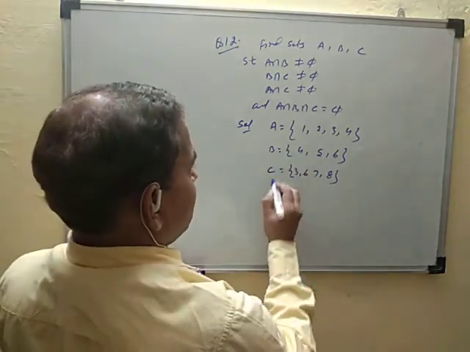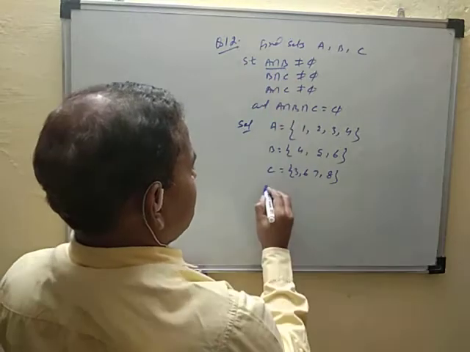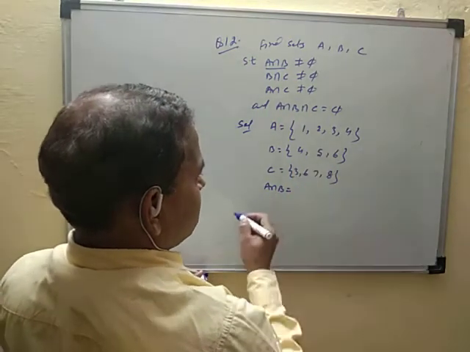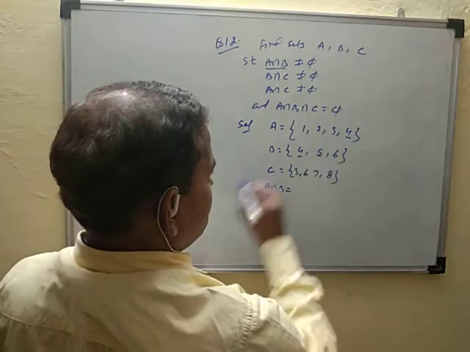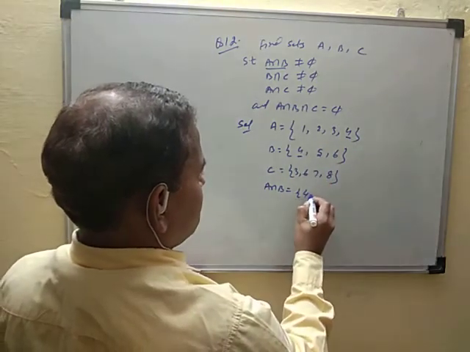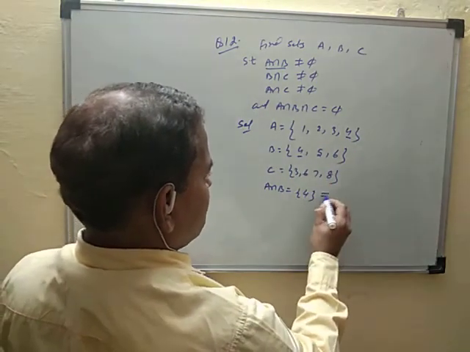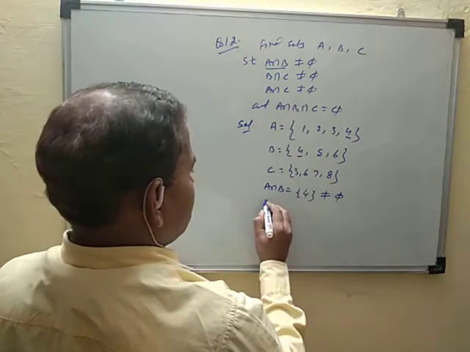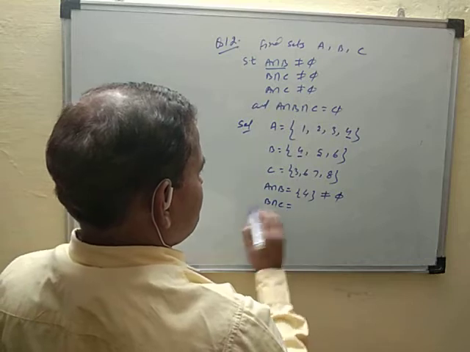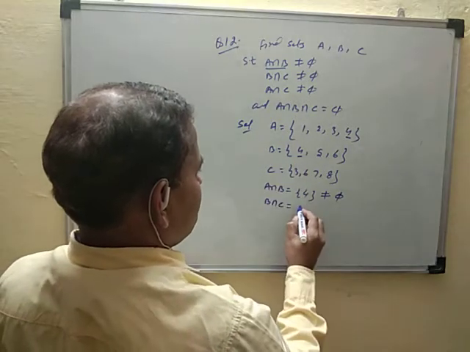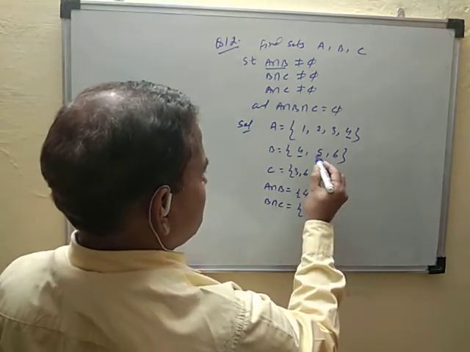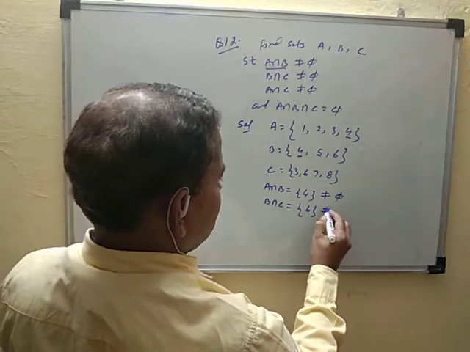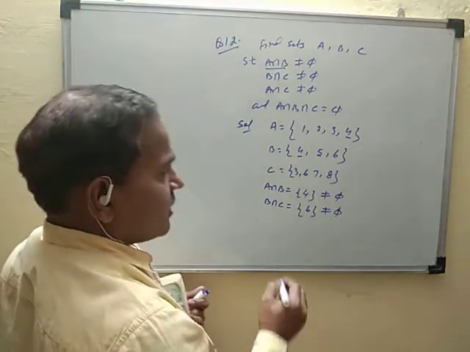So now find A intersection B. What is common between A and B? Here 4 is the common element. So A intersection B is equal to 4, which is not equal to phi. Now find B intersection C. What is the common element? Only 6, which is also not equal to phi.